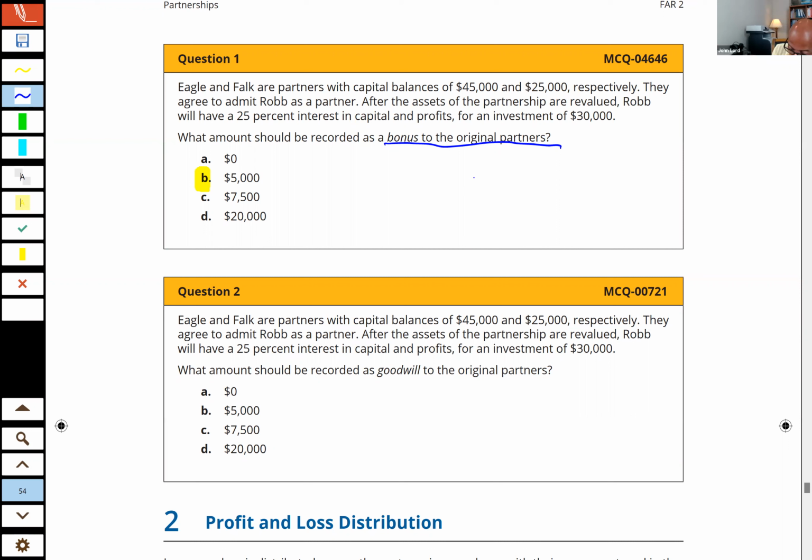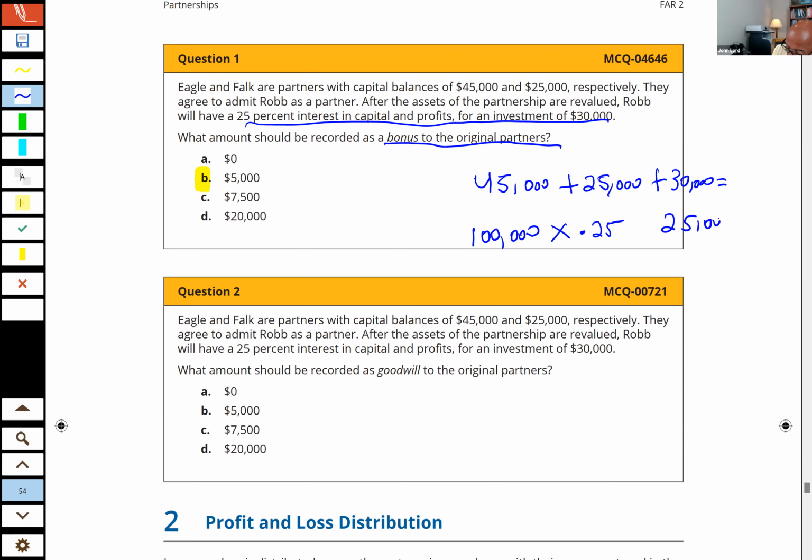So what happens if one partner has a capital account of 45,000, the other has 25,000, and the new person, I guess Rob here, is going to be giving 30,000? Then the total new equity is going to be what? 100,000. And we can see that that's going to buy the new partner what? 25%, when he gives that investment. So 25% of 100,000 is easy enough, even I can calculate that in my head. That's $25,000. And so the bonus is going to be 5,000 that would then be distributed.